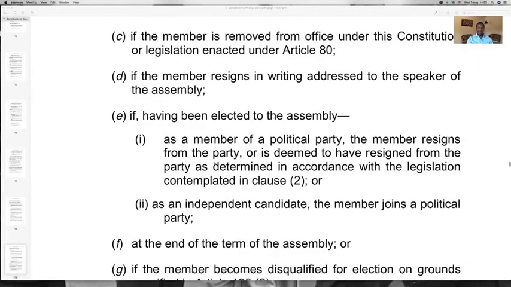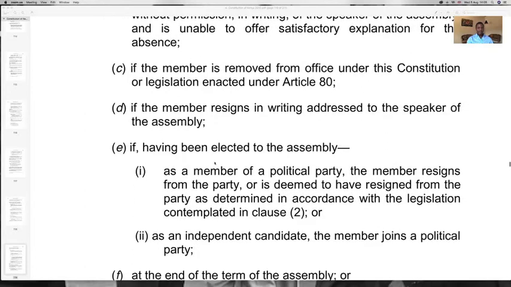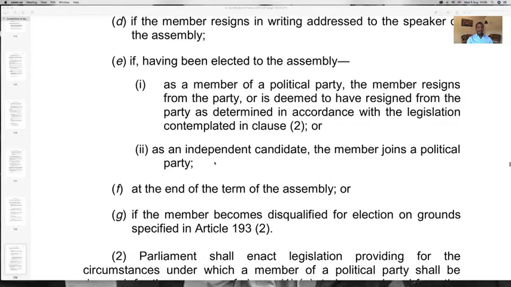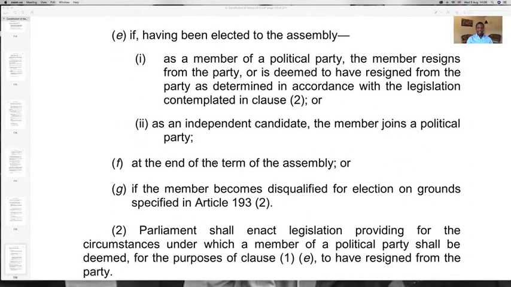The office also becomes vacant if the MCA was elected by a political party and then he resigns from that political party or is deemed to have resigned from that political party, then that office will become vacant. Or if the MCA was elected on an independent candidate ticket and then joins a political party, then that office or that position becomes vacant.